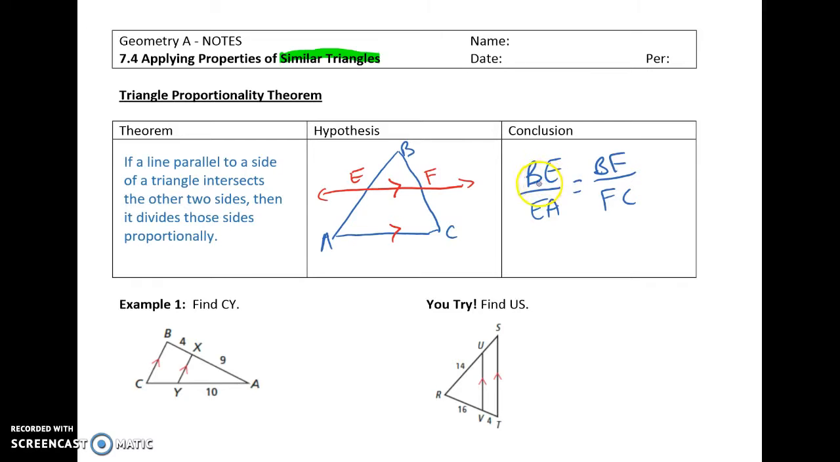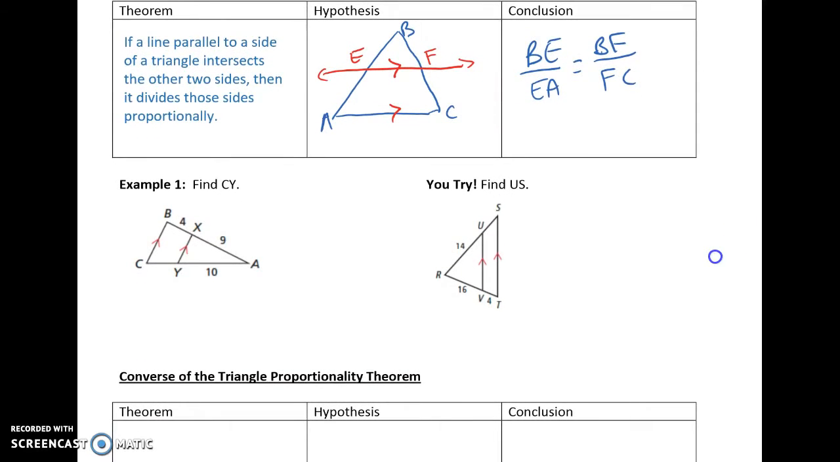We can conclude that the pieces of the entire side of the triangle are proportional. So BE over EA is going to equal BF over FC. All right. And you can see that we do create two similar triangles out of that. So we can see how the pieces of the sides are now proportional. So let's take a look at example 1 and try this out.